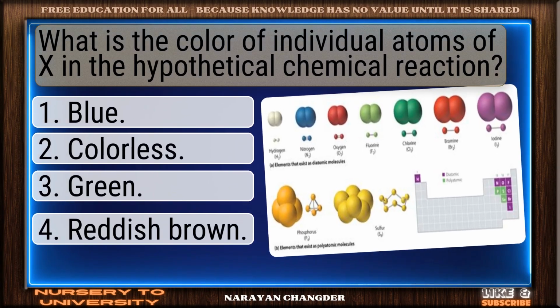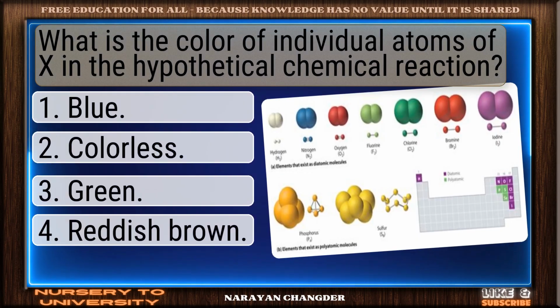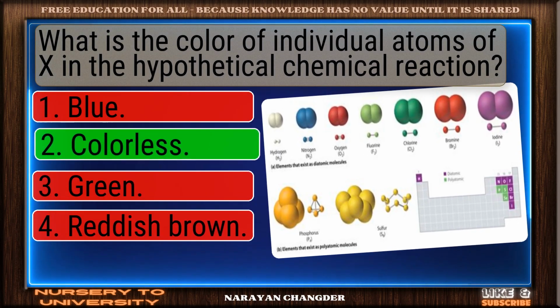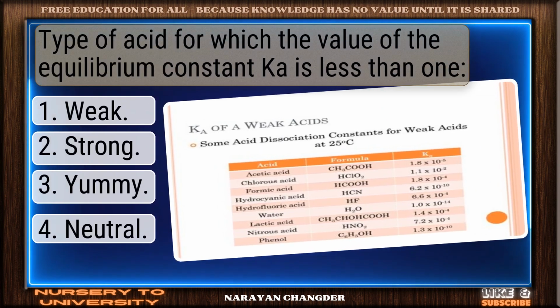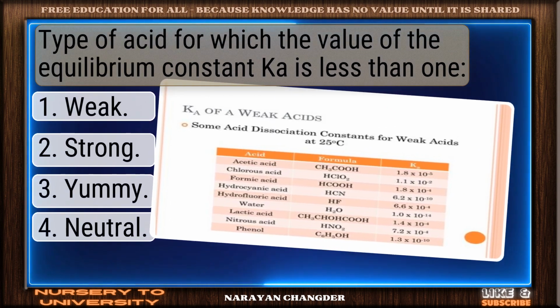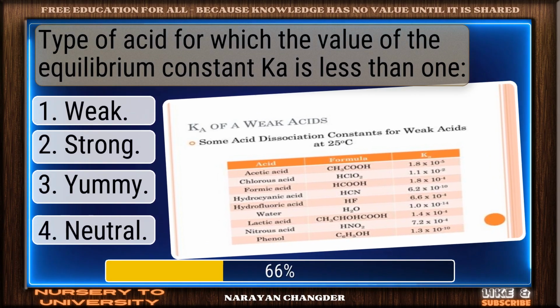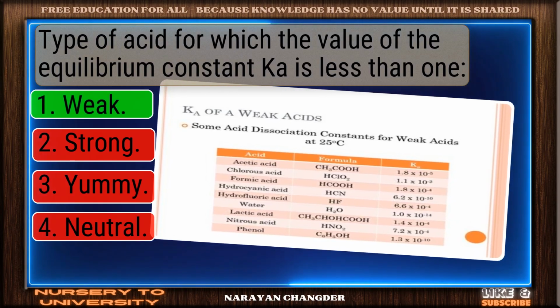What is the color of individual atoms of X in the hypothetical chemical reaction? You're right. Colorless is the correct answer. Type of acid for which the value of the equilibrium constant, Ka, is less than 1. Right choice. Weak is the best answer.